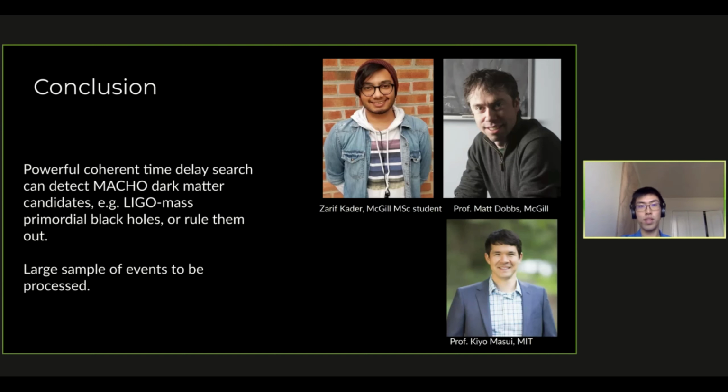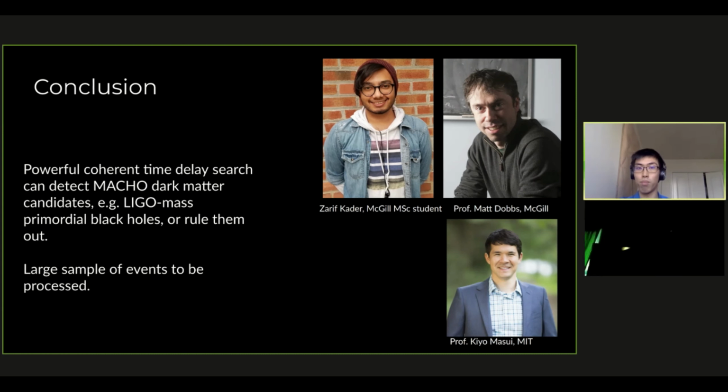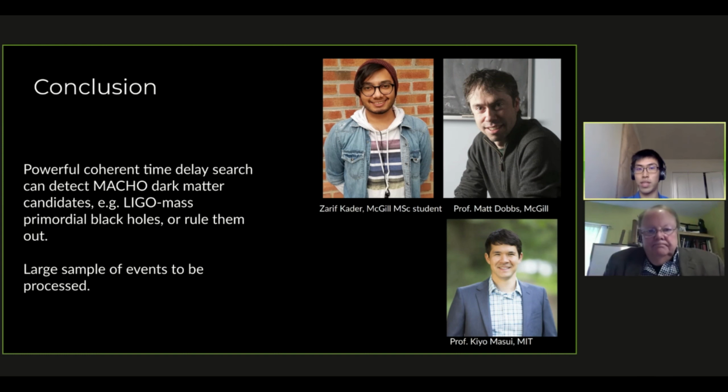And so in conclusion, we have developed a powerful phase coherent time delay search method that can detect MACHO dark matter candidates, for example, LIGO mass primordial black holes, or rule them out entirely. And we have a large sample of events to be processed.